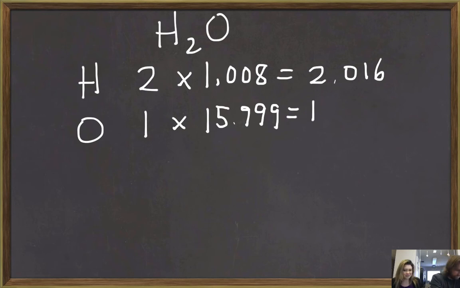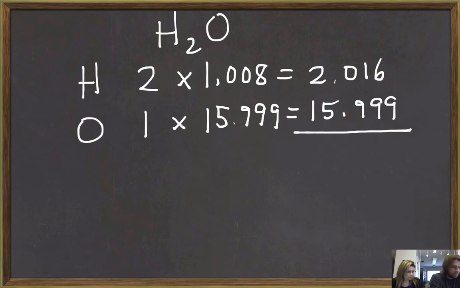15.999. And a good point is don't round these numbers. You want to use them exactly the way they are on the periodic table. In most periodic tables, the ones that you guys are going to use anyway, have 3 decimal places, almost all of them. So let's just keep that. Let's not round. And what we finally do here is add these 2 numbers together.